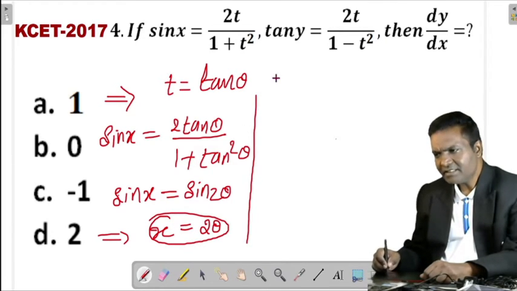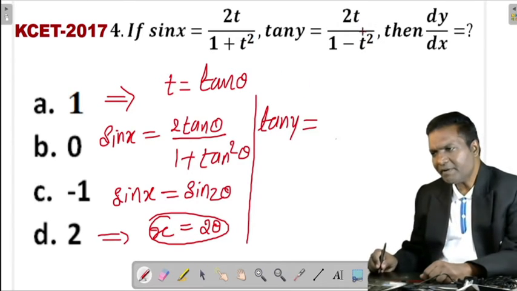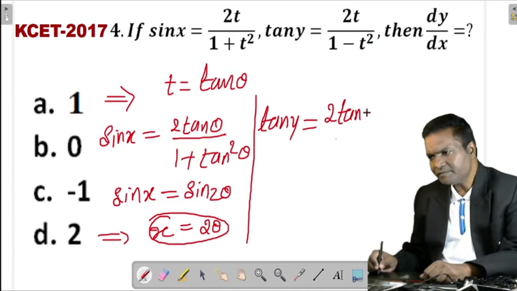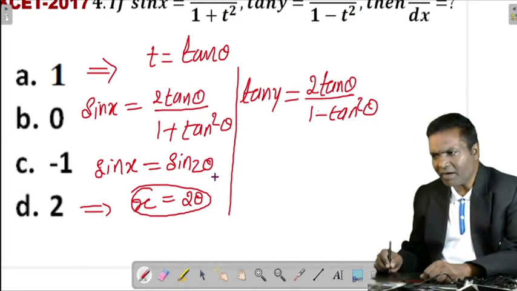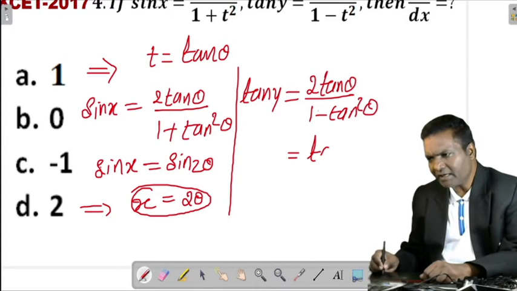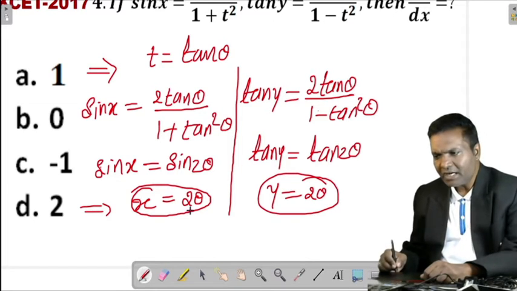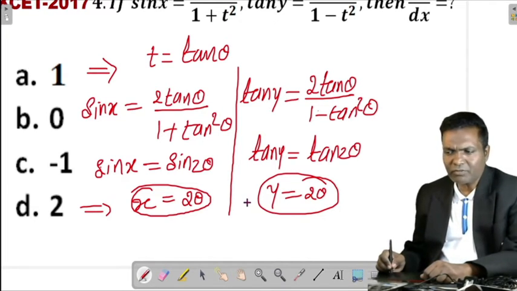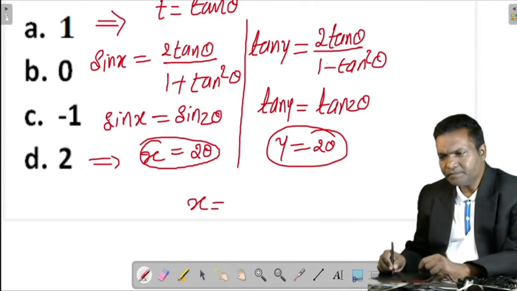Similarly, this tan y becomes 2 tan theta by 1 minus tan square theta, and we know that 2 tan theta by 1 minus tan square theta is tan 2 theta. So tan y is tan 2 theta. So this implies y equals 2 theta. Now if you compare these two, x equals 2 theta and y is also 2 theta. So that represents x equals y.